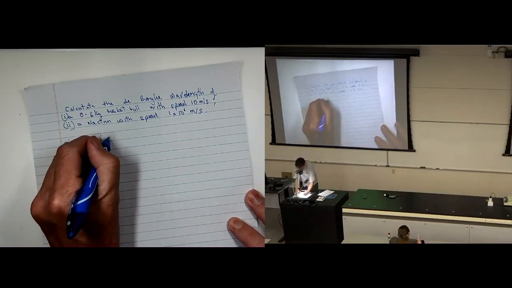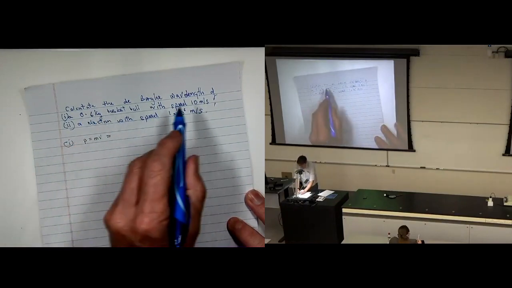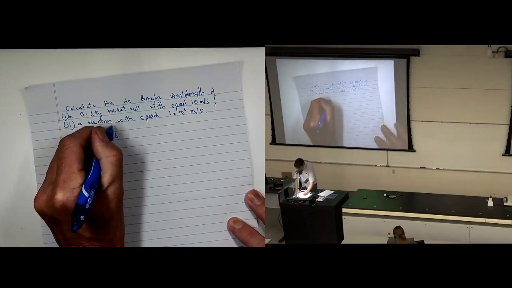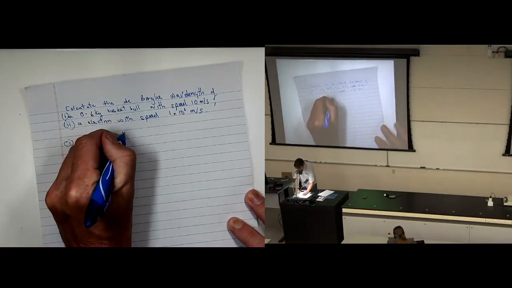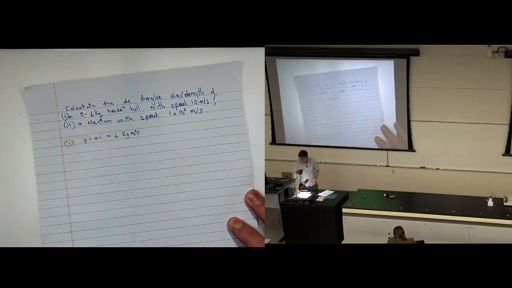And so 0.6 kilograms times 10 meters per second, I can do that in my head. That's 6, 0.6 times 10 is 6, and its units are kilograms meters per second. So that's the momentum of the basketball.